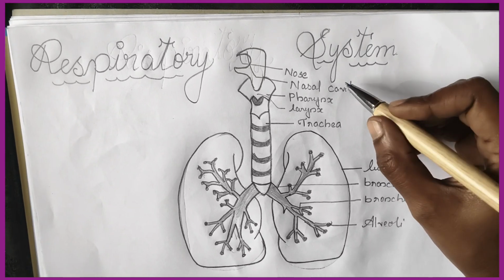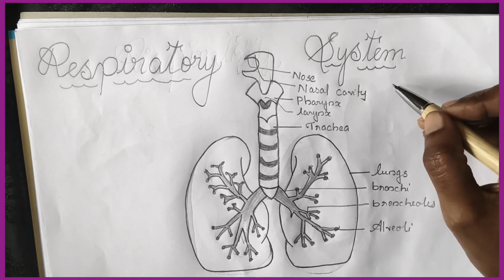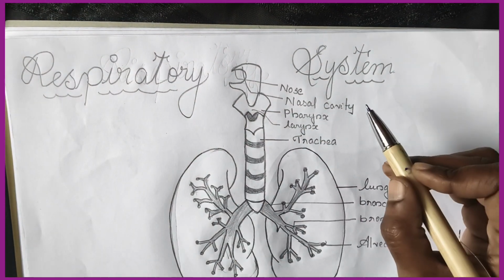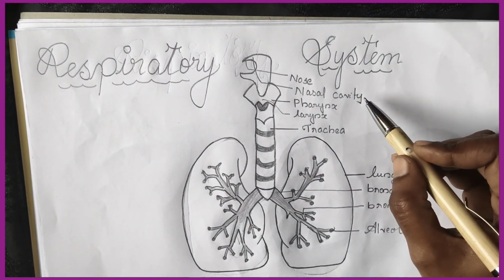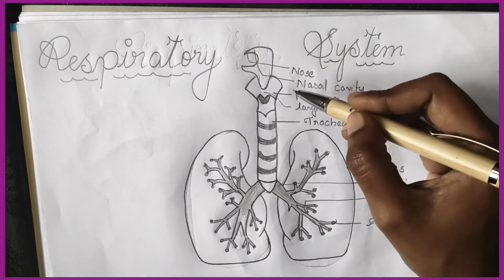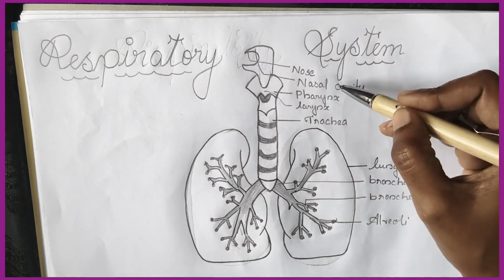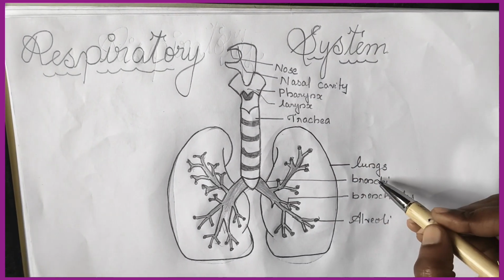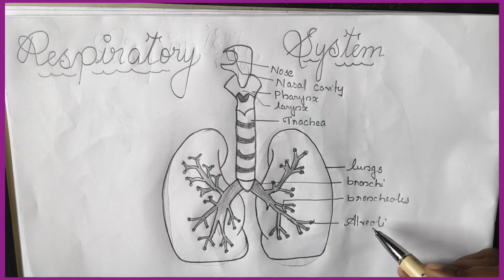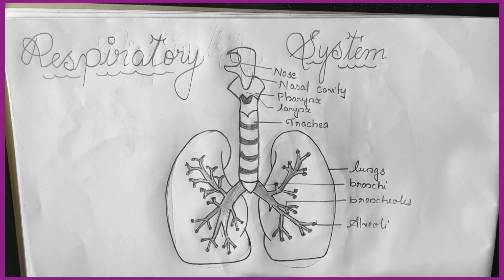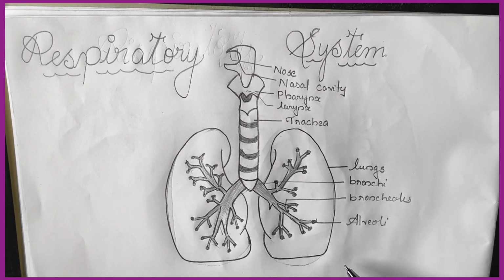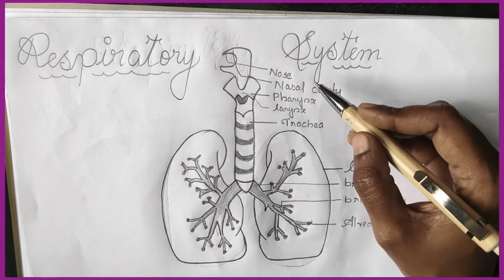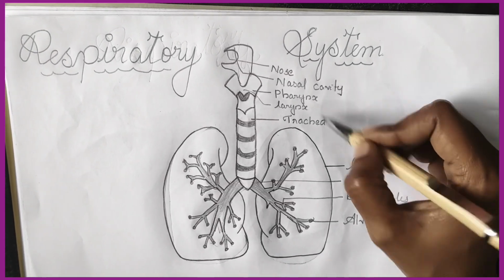Hi guys, today we are going to study one of the important systems in our body, that is the respiratory system. First of all, we can see the different parts of the respiratory system. Here you can see nose, nasal cavity, pharynx, larynx, trachea, bronchi, bronchioles, alveoli, lungs, and after that the diaphragm. So these are the different parts of the respiratory system. Now we can study the structure and function of these parts.